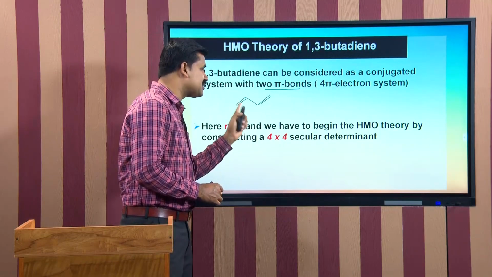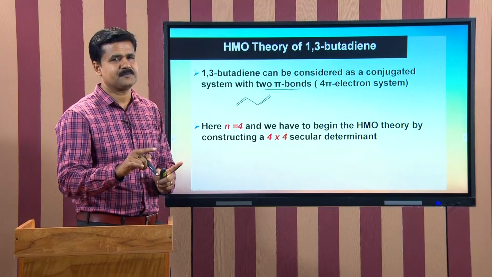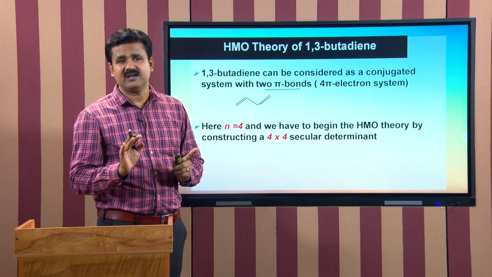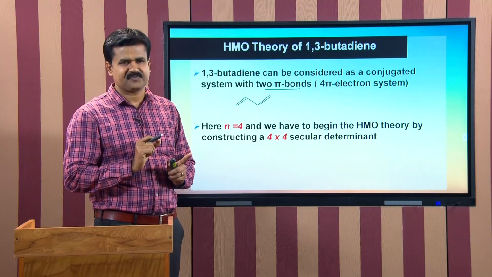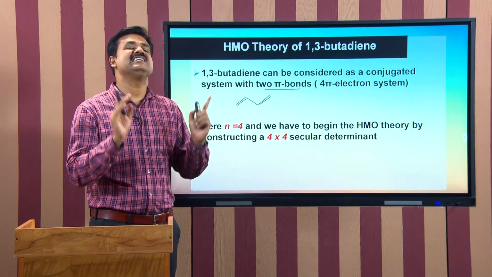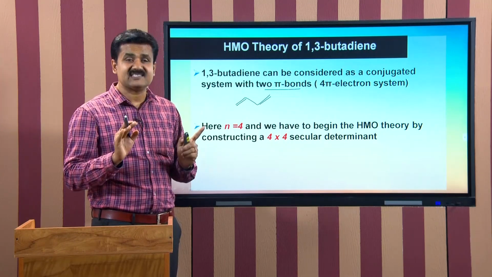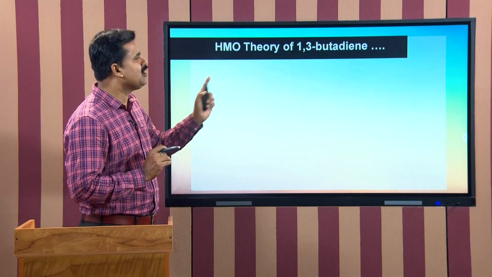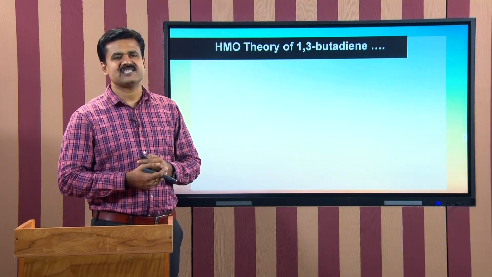So, this 1,3-butadiene molecule is a 4 pi electron system, and hence, based on the Huckel theory, we have to write down a secular determinant of order 4 by 4 first, because the number of pi electrons is equal to 4, n is equal to 4. So, the secular determinant needed to be solved is a 4 by 4 secular determinant, and we are now representing the 4 by 4 secular determinant and trying to solve it.